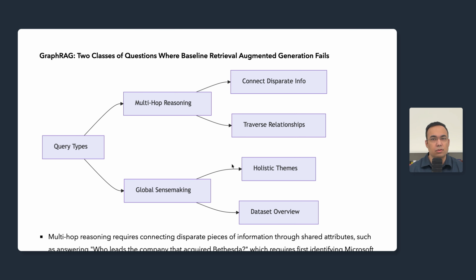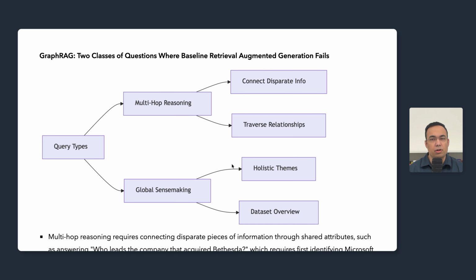The second category is global sense making. These are questions that ask about the entire dataset rather than specific facts. Questions like, what are the main themes discussed across this corpus, or how do different authors approach this topic, require understanding patterns that emerge across many documents. When you ask baseline RAG about themes, it retrieves chunks that are semantically similar to the word themes rather than the actual substantive content from which themes would be derived. The system has no mechanism to aggregate information across the corpus and identify patterns.